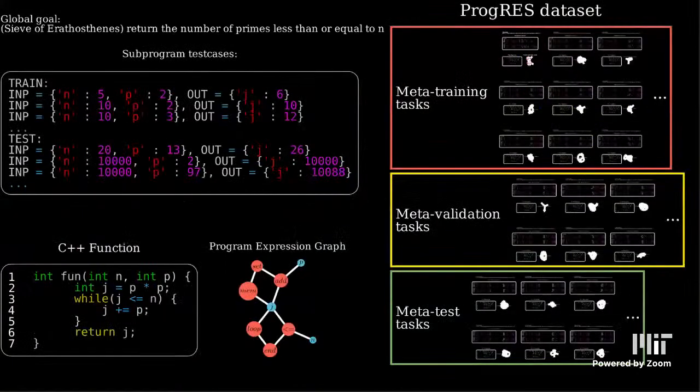And then the set of all of these subproblems is what we call our data set, right? And we also add these program expression graphs, which are just a more abstract representation of the C++ functions and can potentially be interesting as a learning objective.